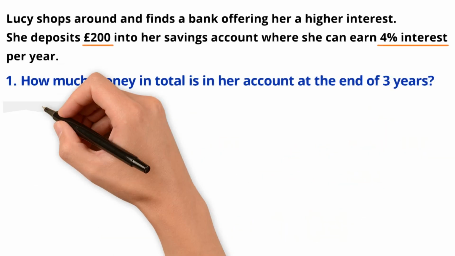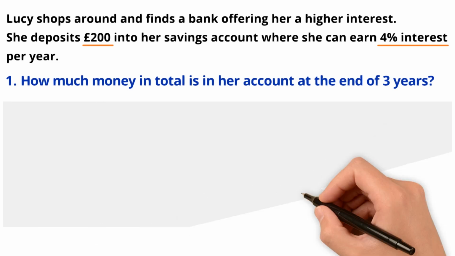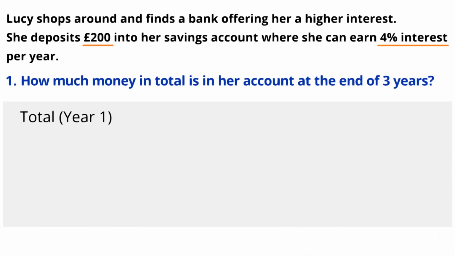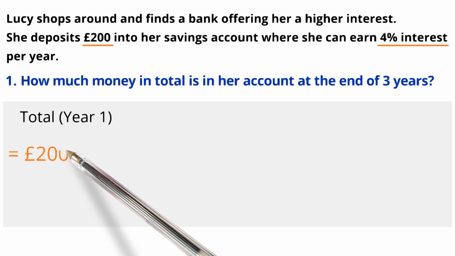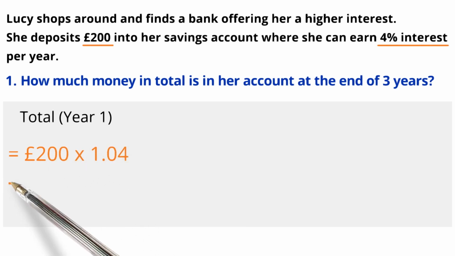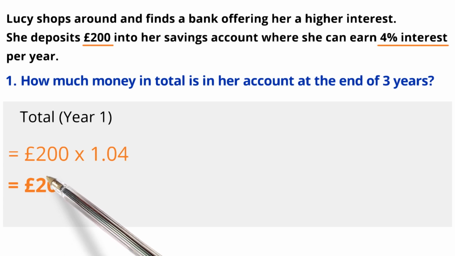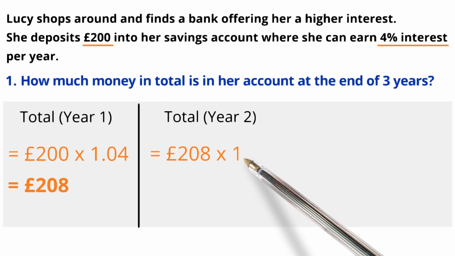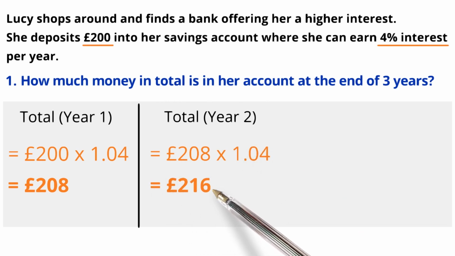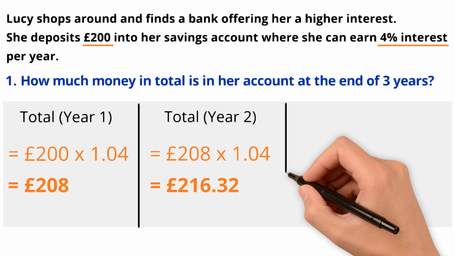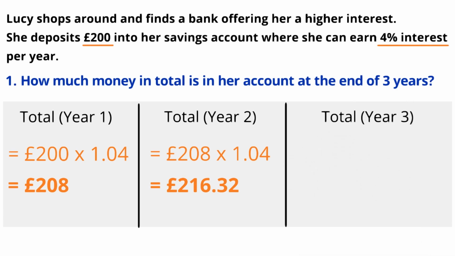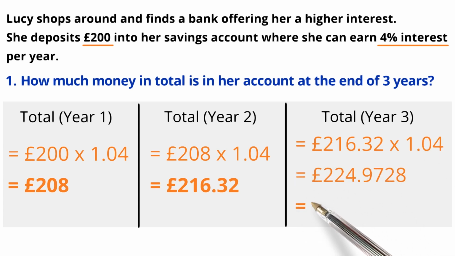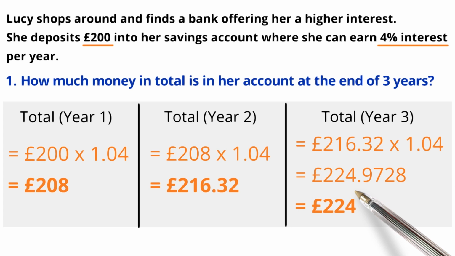Like the example before, to work out the value of her account in year 1, we need to multiply the initial deposit, £200, by the multiplier that we just found, 1.04. This gives us £208. £208 becomes our starting value for year 2, and when multiplied by our multiplier, we get £216.32. Repeating this process to find the final value in her account in year 3, £216.32 multiplied by our multiplier, 1.04, leaves Lucy with £224.97 at the end of the 3 years.